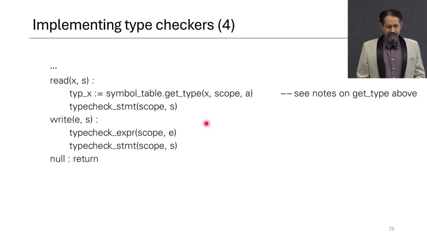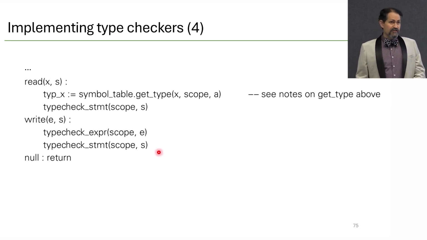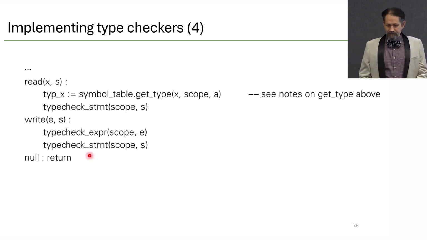Read and write are fairly similar in how they work. Read operates by getting the type of x to make sure it actually exists. We'll report an error if it doesn't. Otherwise, we just continue on reporting the statements that come after the read. Write will type check the expression, just make sure it has some valid type. We can print it no matter what type it has, and then we'll go and type check the rest of the program. And finally, if we get null, which is our way of representing the empty program, we just return because there's nothing to do to type check it.